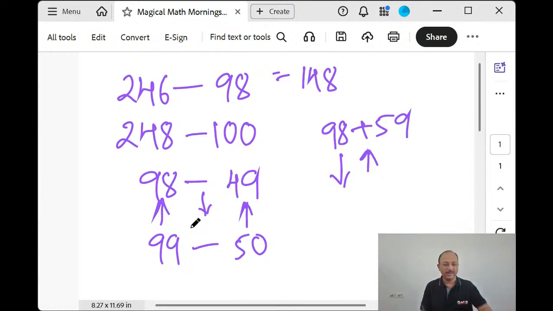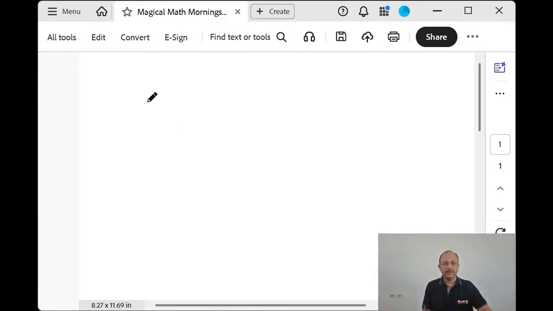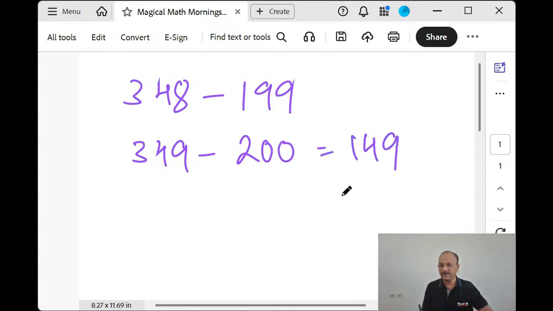Okay. Now let's take a number. Maybe we can take 348 minus 199. So what we do? Just one increase, that is 349. Here also one increase is 200. Subtraction means we have to do increase. Addition means we have to do decrease. It is exactly opposite side we have to do. So 349 minus 200 is what? 149 is the answer. Isn't it simple?